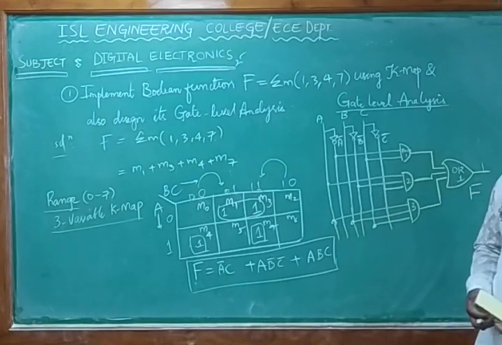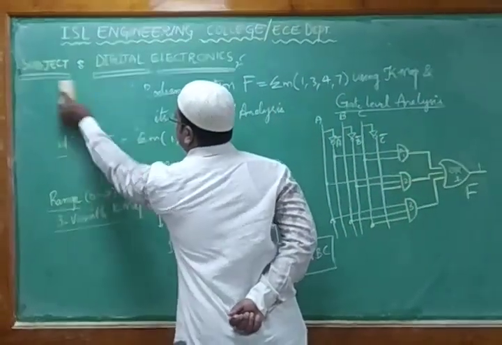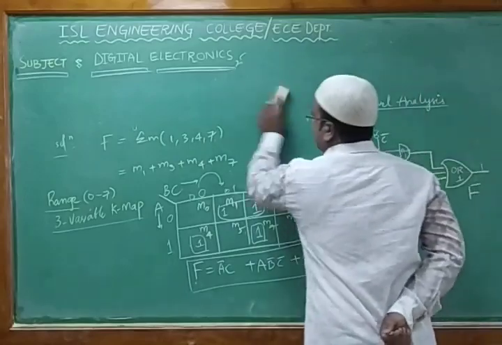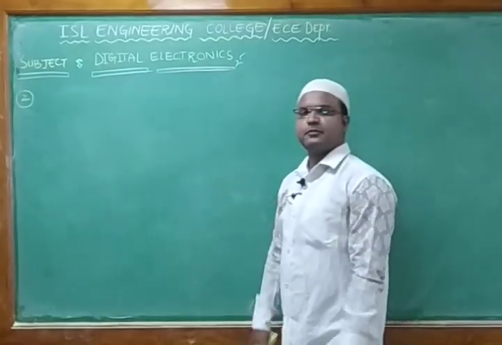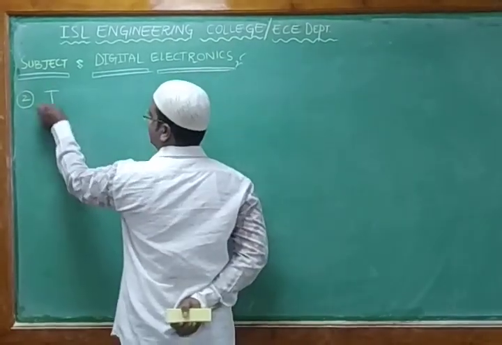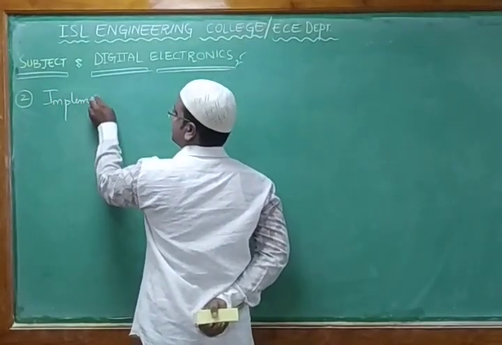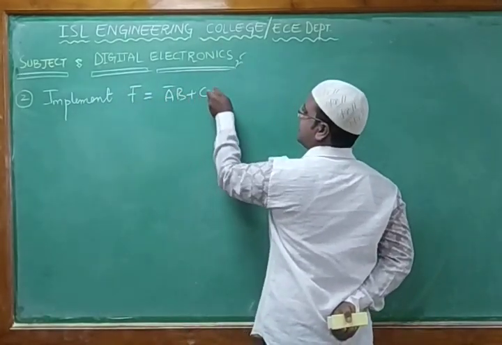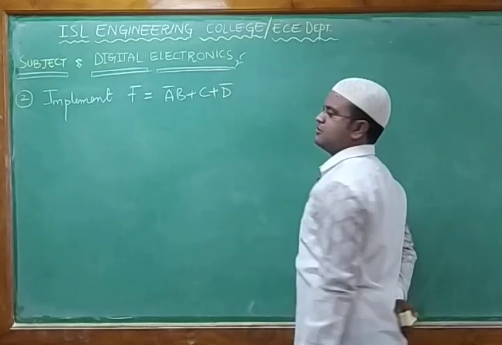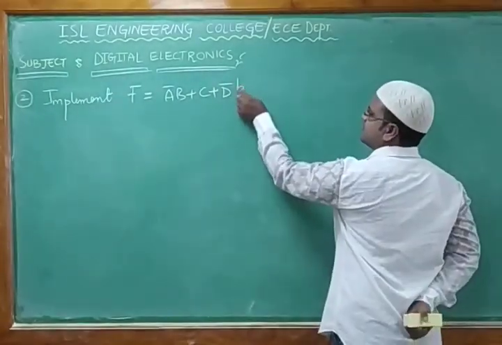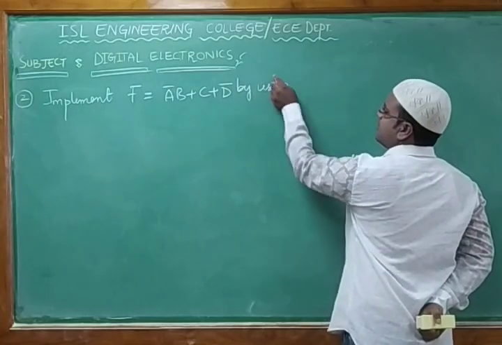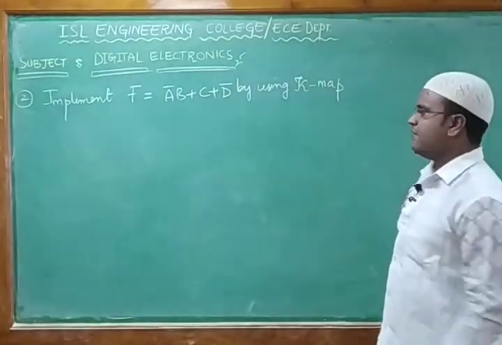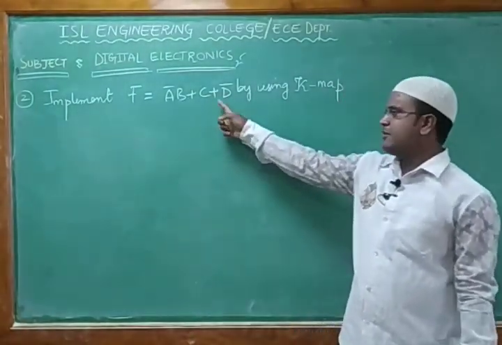So let us see one more problem. Let us see the next problem, students. So we have the second problem. Implement your function f is equal to a complement b plus c plus d complement, suppose this is the question, by using K-map. Here they gave the question and did not mention the min terms. They gave the function in terms of literals: a complement b, c and d complement.